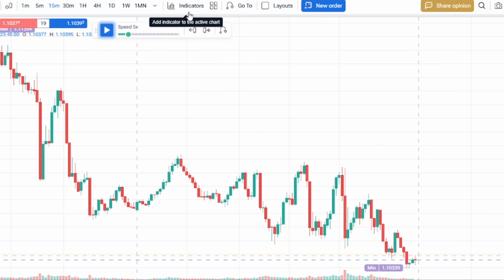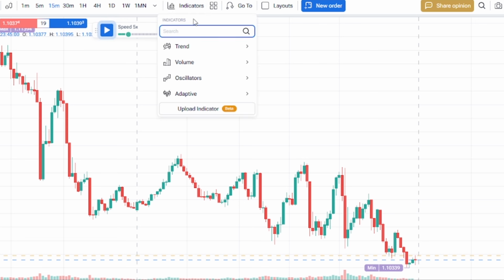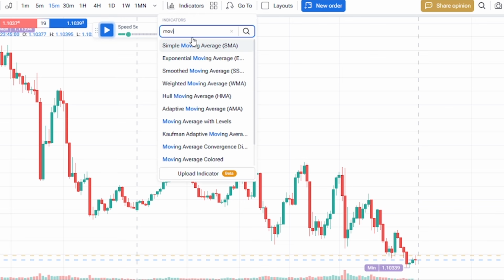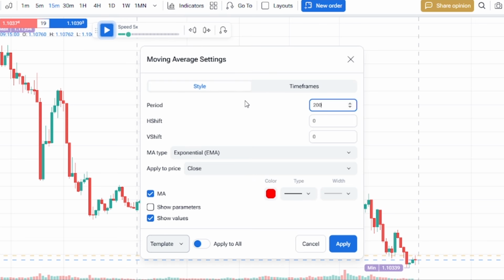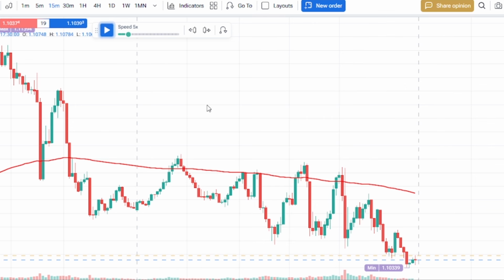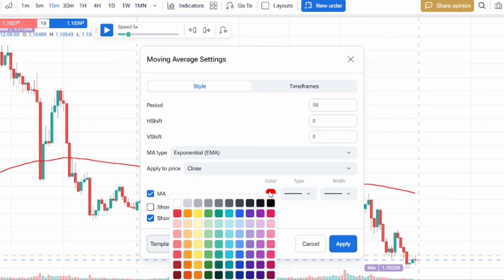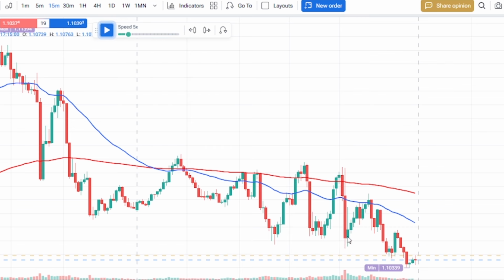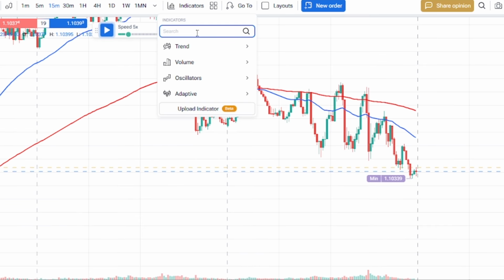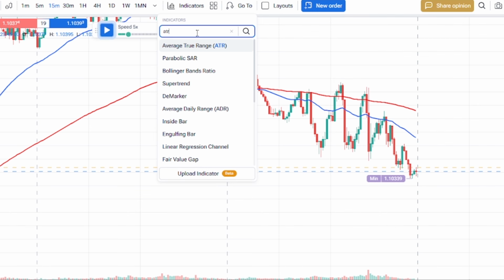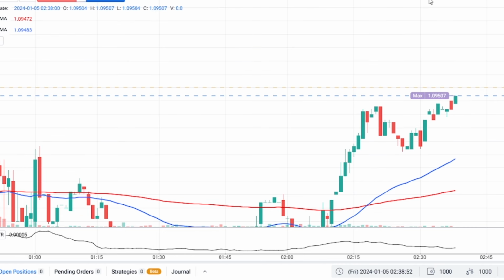So we are going to click here where it says indicators, and we are going to add the 200 period exponential moving average, and we are going to color it with red, right? We are also going to add another indicator, which is the 50 EMA, and in this case, we are just going to color it in blue. Then lastly, we are going to add the ATR, and we are going to set it to period 14 and leave everything as it is.